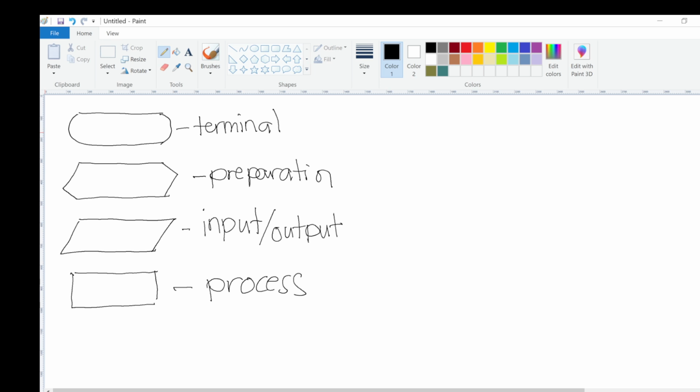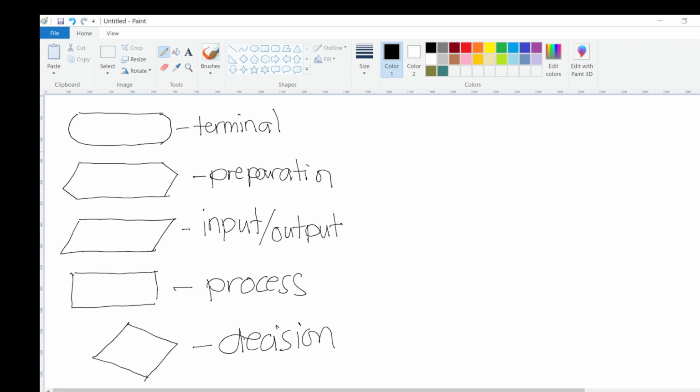We also have the decision symbol, which is represented by the diamond symbol. This symbol is used when the program needs to make a choice, like asking whether a number is greater than 10 or less than 10. Based on the answer, the program will follow different paths.